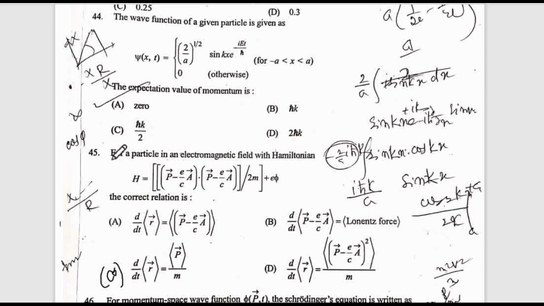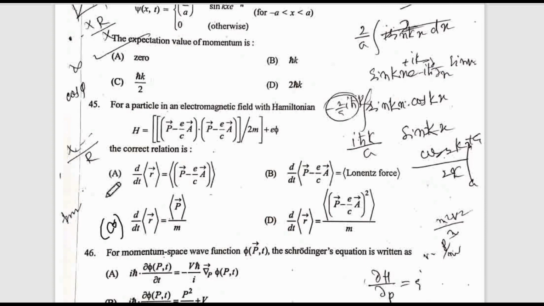Now coming to the 45 number question. The question says that a particle is moving in an electromagnetic field, and the Hamiltonian is given like this: P vector minus e by c times the vector potential A, dot product with the same quantity, divided by 2m plus e phi. It asks to find the correct relation. How can you find it? Just do dimensional analysis and try to utilize your common sense.